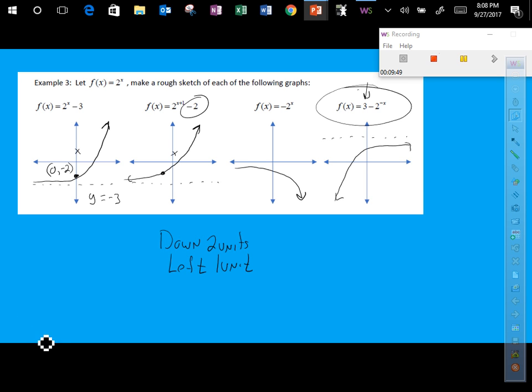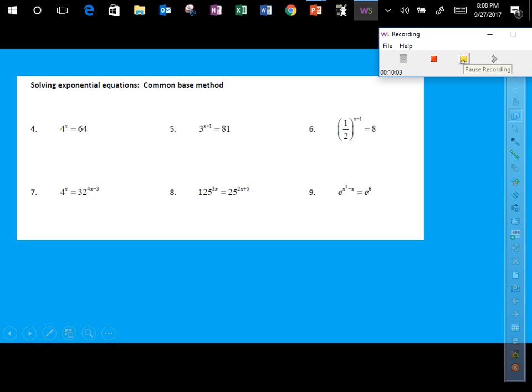Okay. Now I'm going to switch gears just a little bit, because I need to show you how we're going to solve exponential equations. We're going to solve these exponential equations with a method called the common base method. In the common base method, we want to get a common base. So here's what I mean.